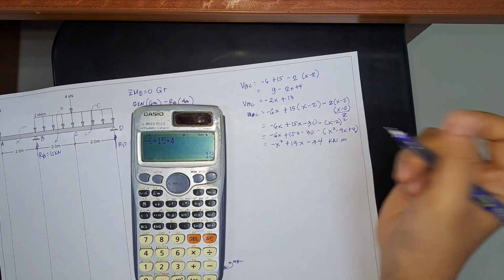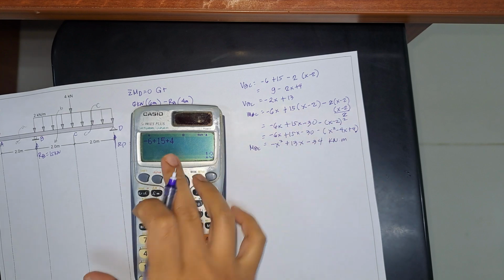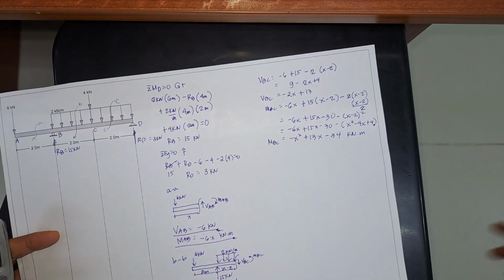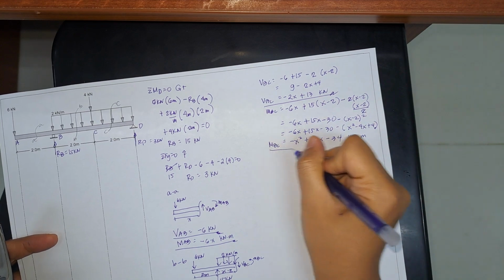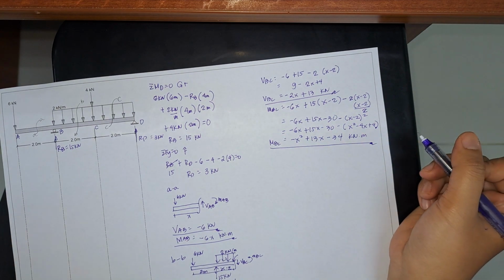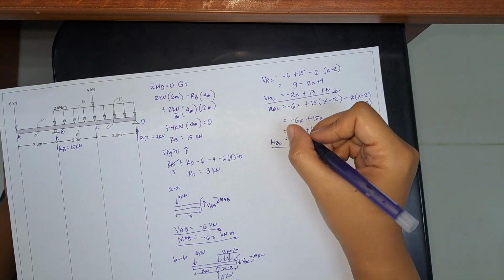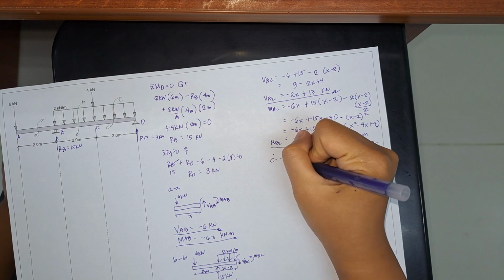Kilonewton meter. Okay? So, ito na po yung shear and moment equation for segment BC. Simplified. Okay. And then, for segment CD, ganun din, cut na po tayo.